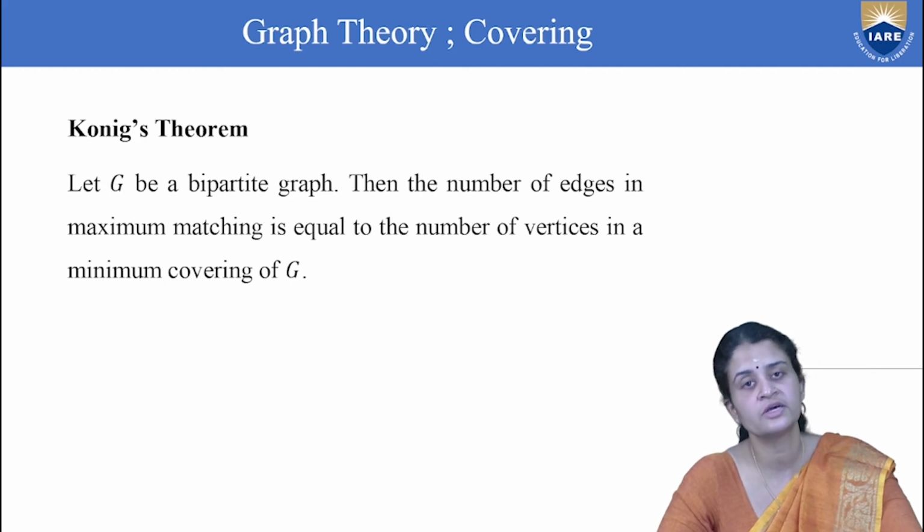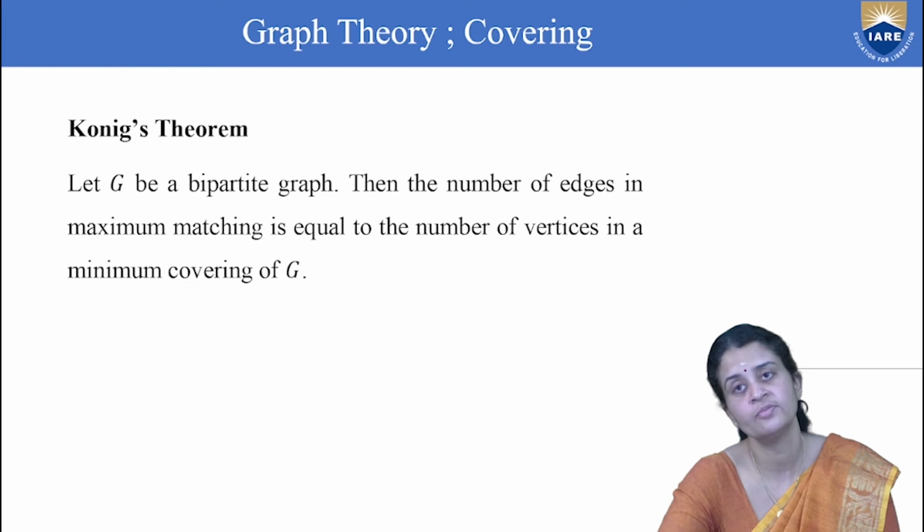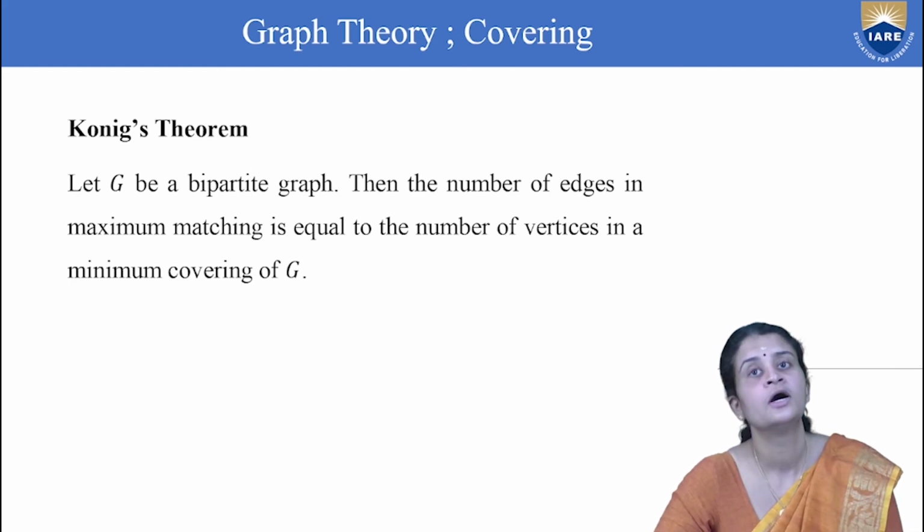These results have been given by the mathematician Koenig. Let G be a bipartite graph. The number of edges in the maximal matching is equal to the number of vertices in the minimum covering of the graph. So Koenig has proved that maximal matching and minimal covering occurs in the case of bipartite graphs.